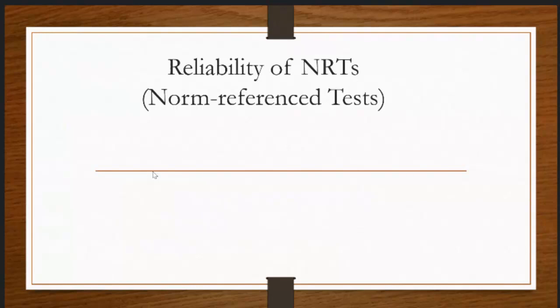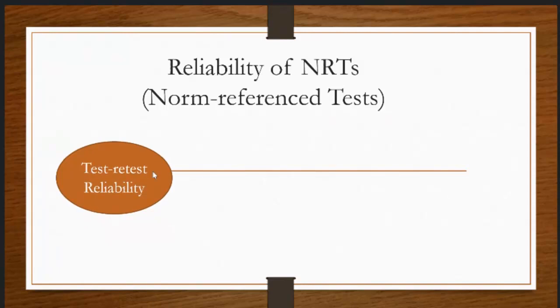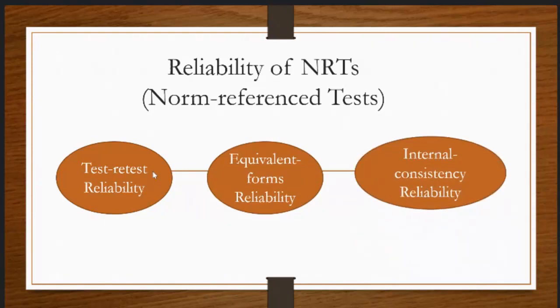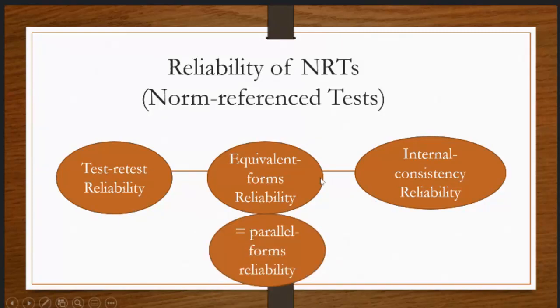As for the reliability of norm-referenced tests, we can use several approaches to estimate the reliability of NRTs. The first one is test-retest reliability. The second one, equivalent forms reliability. Next one, internal consistency reliability. The second one, equivalent forms reliability, has another name, parallel forms reliability.